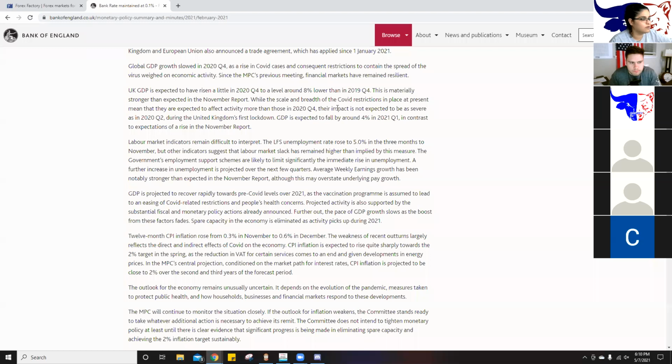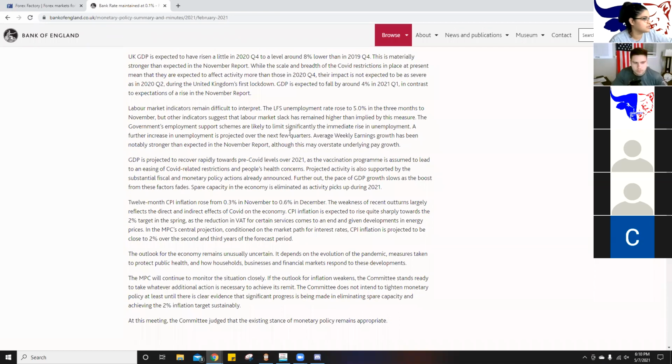And then what I'm really looking for is what's their outlook for employment? What's their outlook for the economic activities or growth? That's what I'm really looking for when I'm going through these monetary policies. Yeah, these are interesting to read through. Yeah, absolutely, because they tell you exactly what they're looking for. So the labor market indicators.